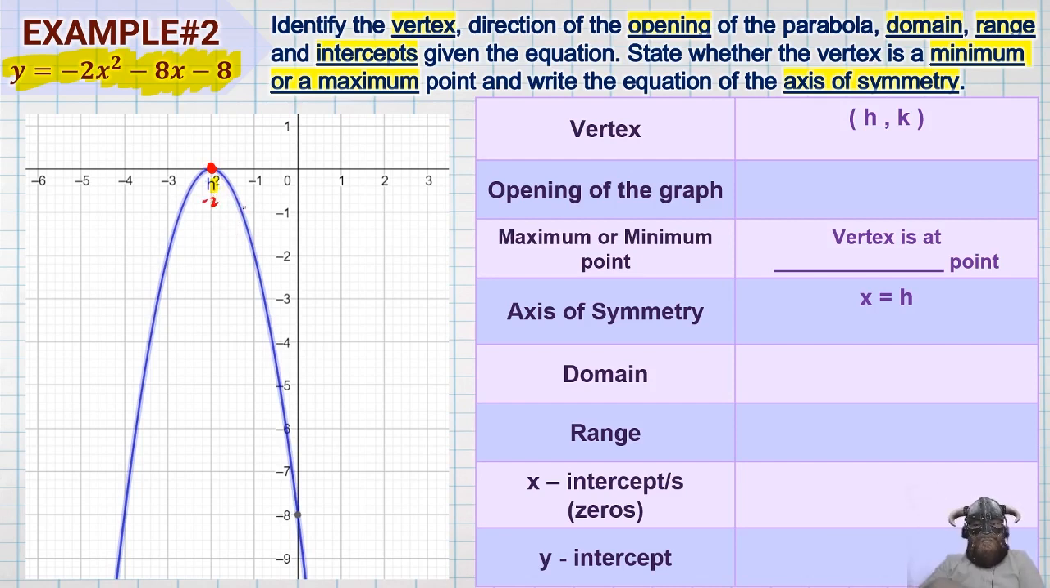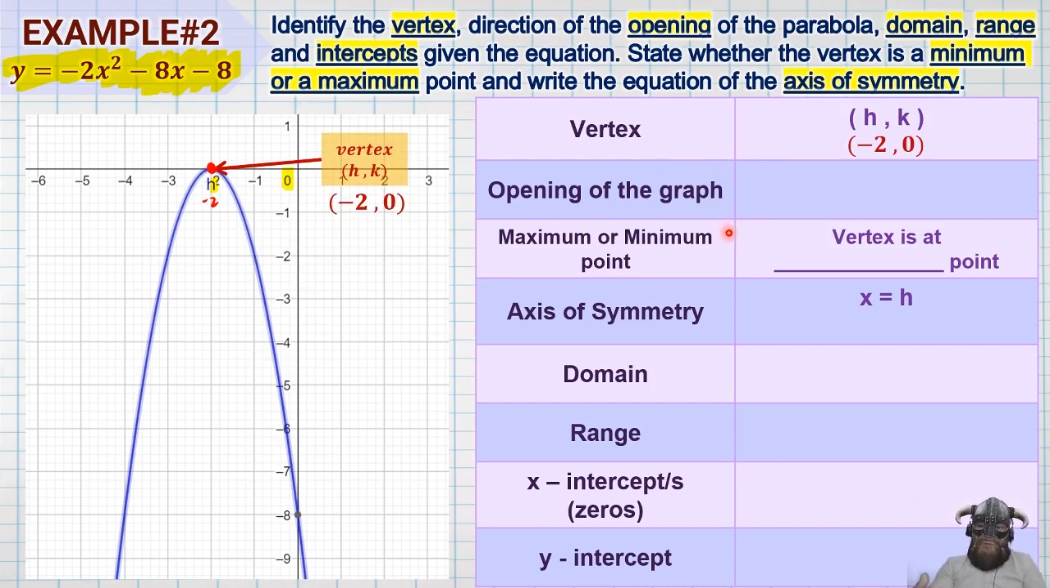Then, hindi siya tumaas, hindi rin siya bumaba. So, nag-remain lang siya sa y value na 0. So, -2 tsaka 0, that will be your vertex. So, (-2, 0) yung vertex natin. Lagay lang natin siya dito sa table. Then, next, madali lang din to sagutan.